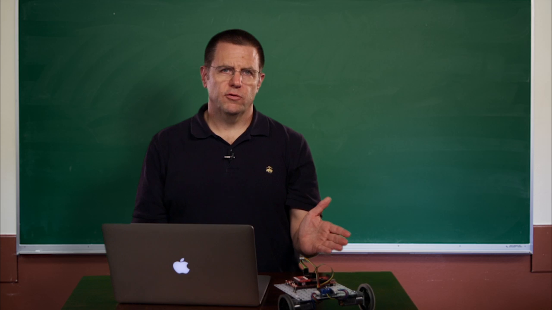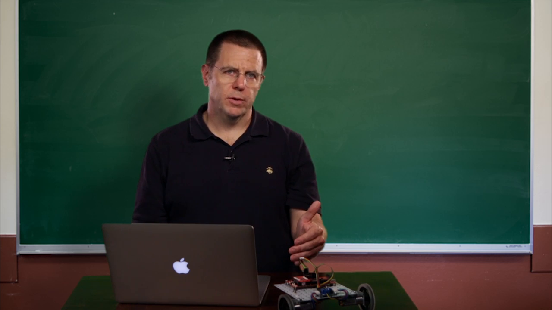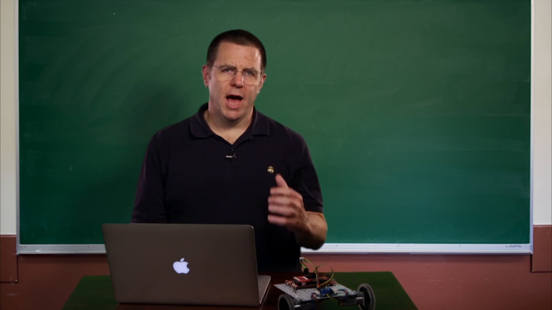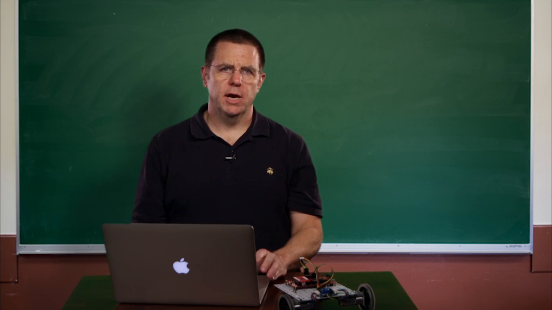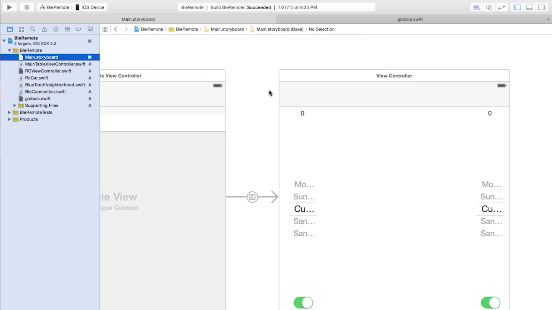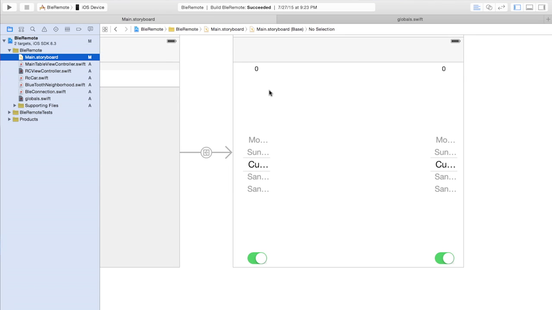In this case, there's only one remote control car, so there'll only be one thing in the table, but I wanted to give you an example of how you could have more than one peripheral connected to the central at a time. The second view controller is actually the remote control itself.